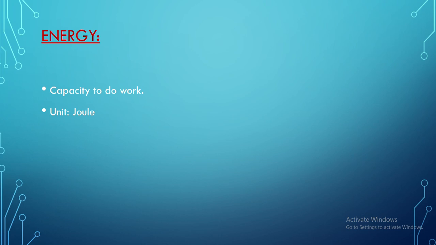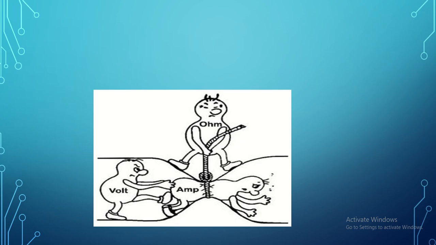Next we see the energy. Energy is the capacity to do work. The unit of the energy is joule. This diagram shows that the voltage helps to move the current in amperes, but the resistance, the ohm, opposes the current.